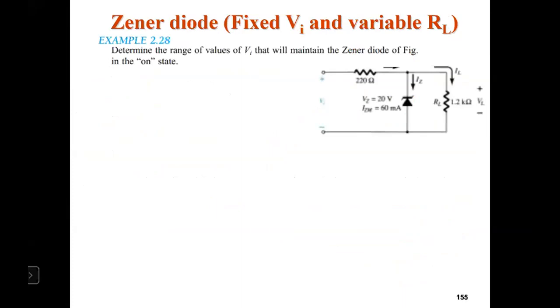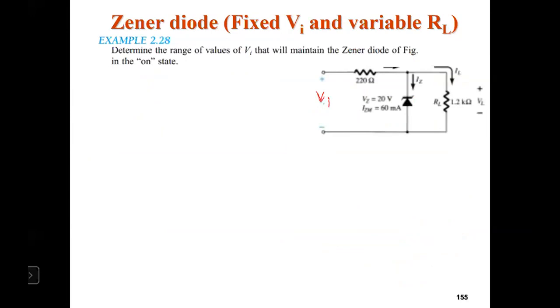Determine the range of values of Vi that will maintain the generator in the on state. Okay, that means find the range of this Vi, that means Vi min and Vi max. You have to find out for which values the generator will be on. Just tell me what I'll do. First, I'll find out the Vi min.